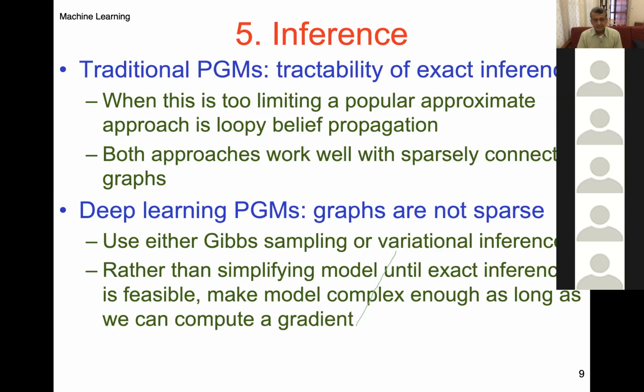So rather than simplifying the model until exact inference is possible, make the model complex enough as long as we can compute a gradient. So with PGMs, we can use Gibbs sampling, we can use variational inference, or we can also structure it such that we use gradients. That's the approach RBM uses. RBM doesn't use Gibbs sampling or variational inference, but it takes an approach of working with a tractable gradient.